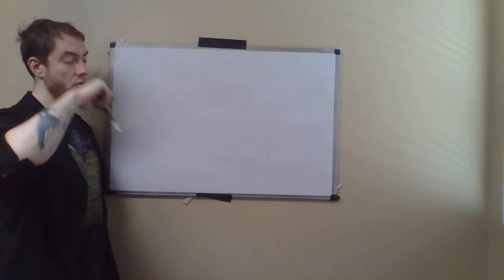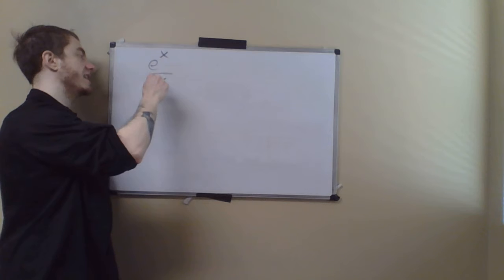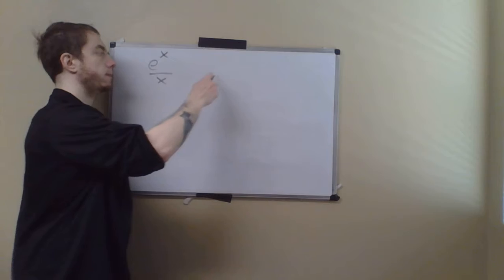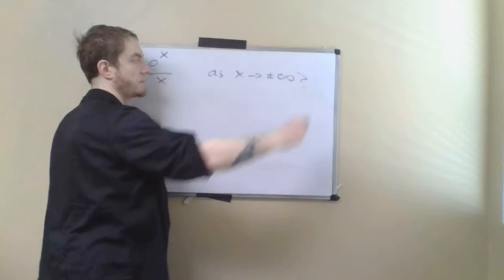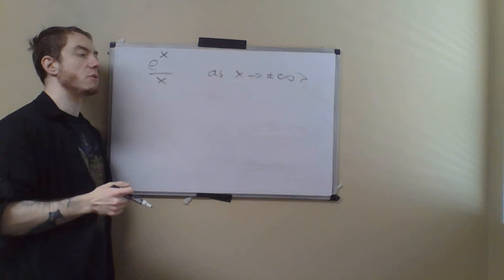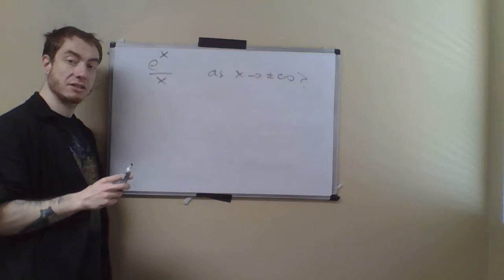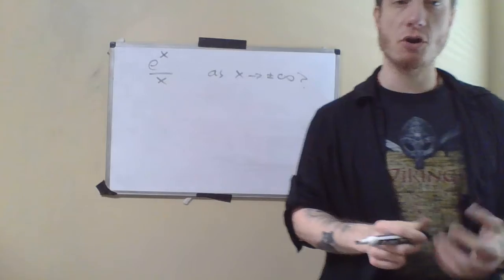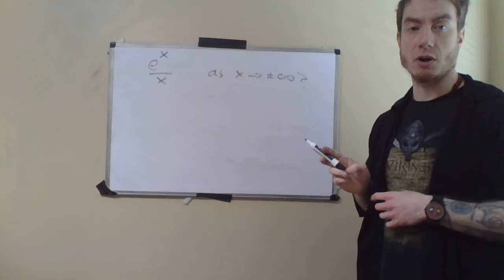What if I am trying to sketch something like e to the x divided by x? How do I know what happens as x approaches plus or minus infinity? Now, we've talked, of course, about limits at infinity before, right? And when we dealt with things like rational functions, we know how to look at the end behavior for those. But in this case, it is not really obvious what to do here.